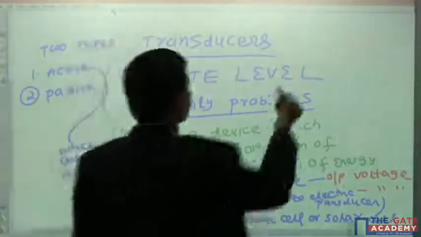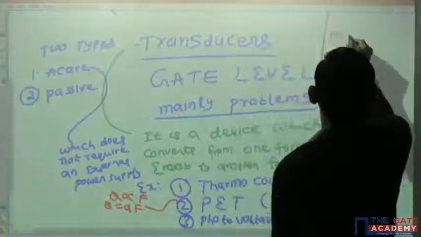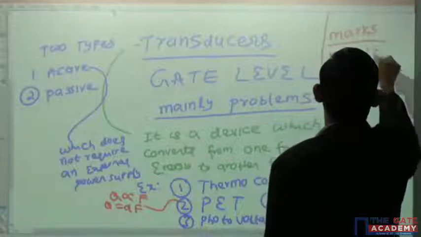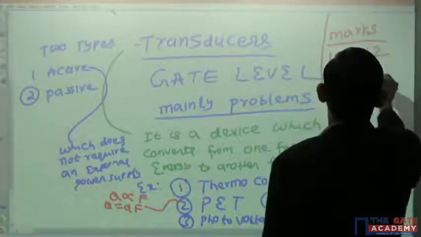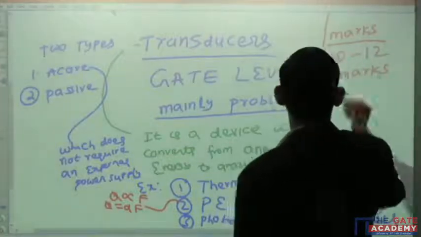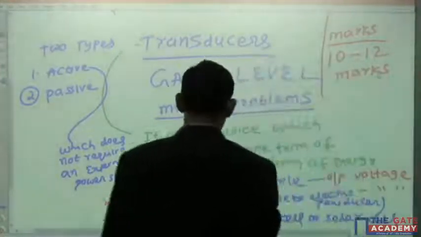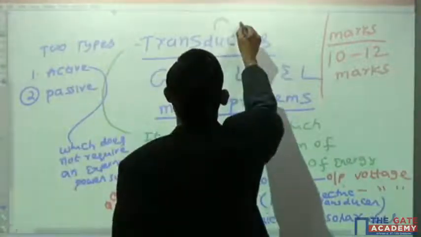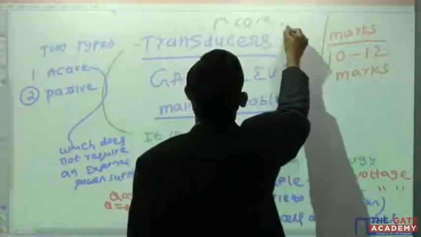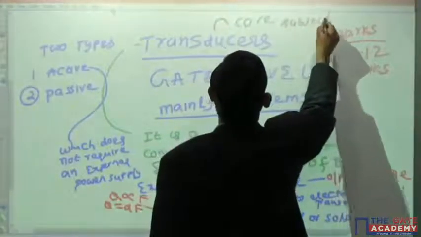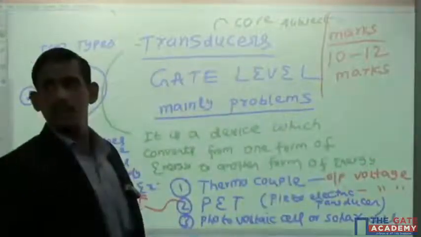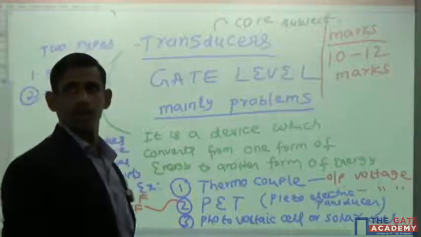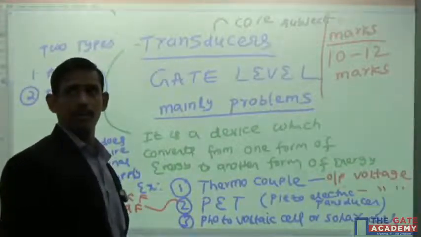How many marks? Easily you can get around 10 to 12 marks, because this is a core subject. Transducers is a core subject, so we can expect 10 to 12 marks.